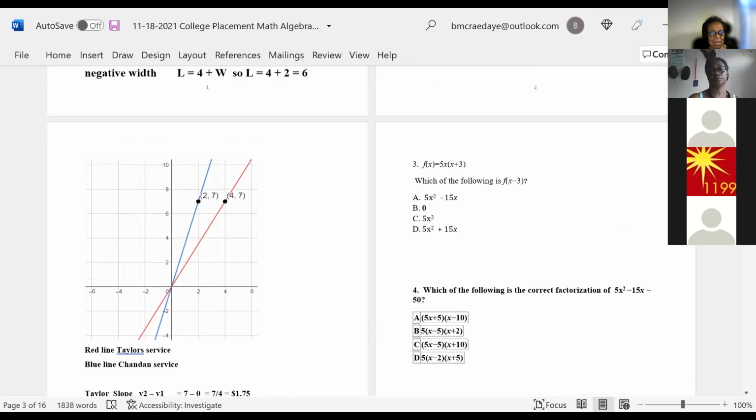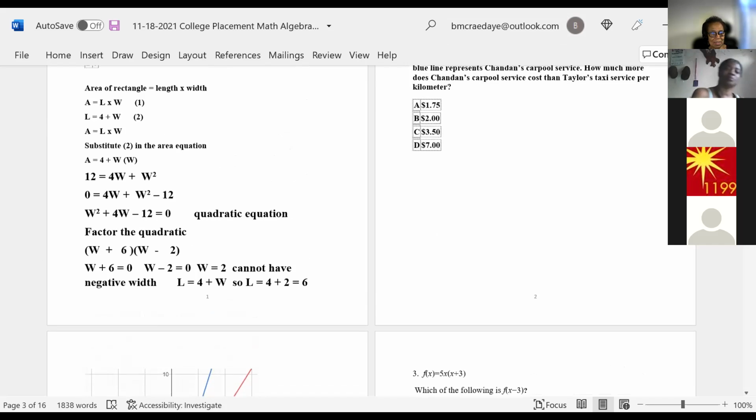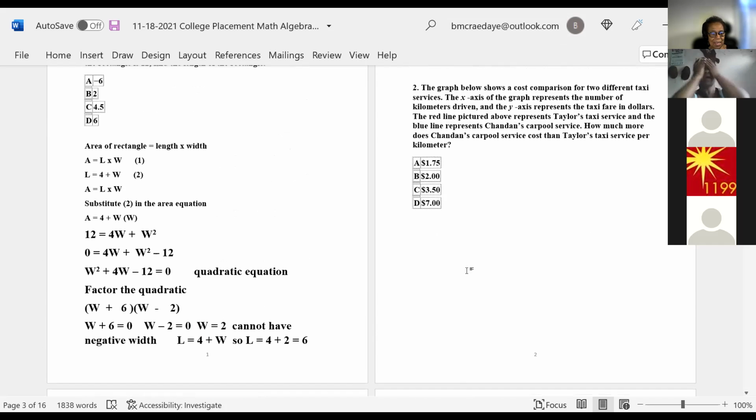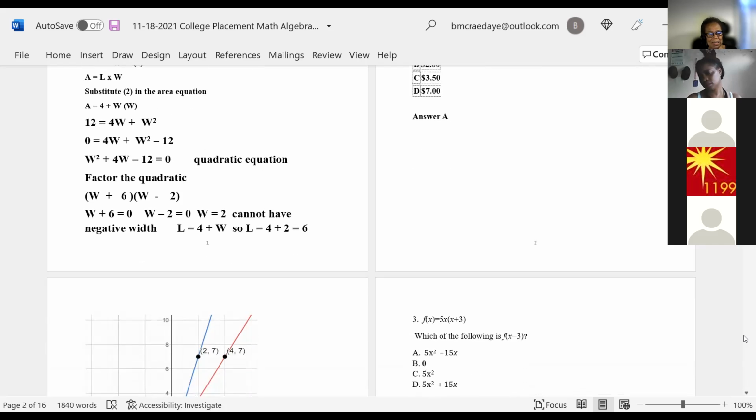And that would be the answer. This is number 2. The answer would be A: Shannon costs $1.75 more than the Taylor. See, it says the Y represents the fare in dollars.